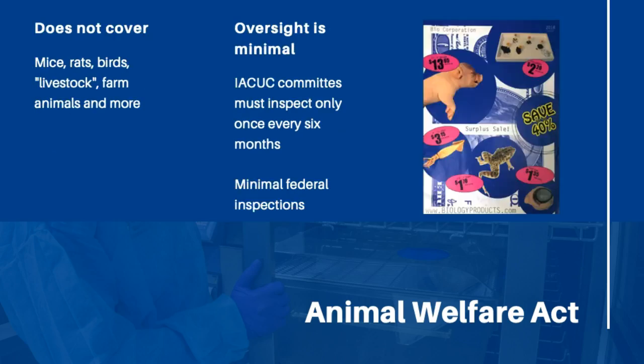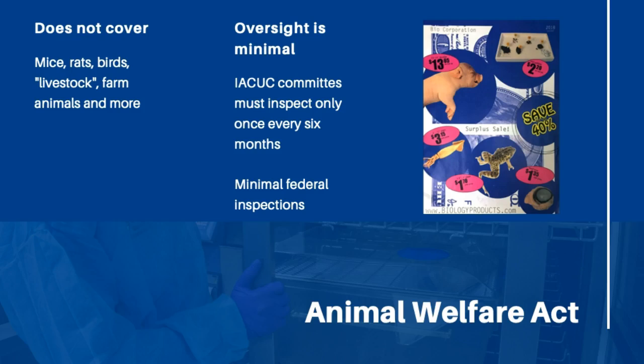For example, the Animal Welfare Act defines an animal differently than you or I might define an animal. It specifically states that certain species are not considered animals under this law by the federal government. Such species that are not included as animals under this law include mice, rats, birds, any animal labeled as livestock, many farm animals, and more.